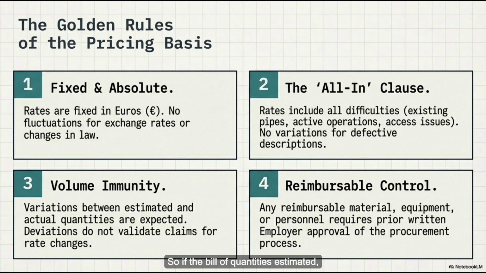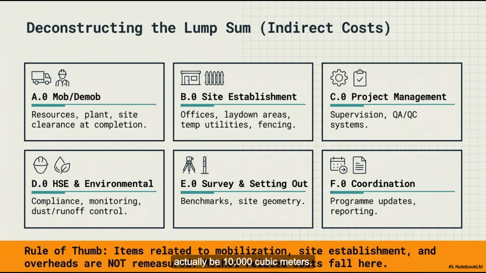So if the bill of quantities estimated, say, 100 cubic meters of unsuitable material to be removed, and it turns out to actually be 10,000 cubic meters. Your unit price remains exactly the same. You do not get to ask for a premium just because the scale of the headache increased exponentially. That is ruthless. It is.